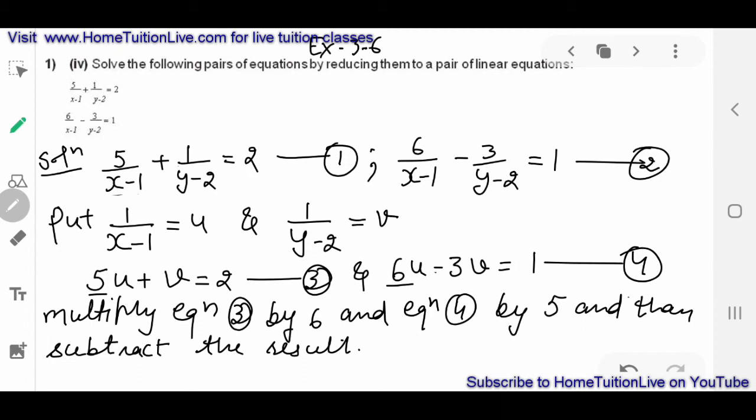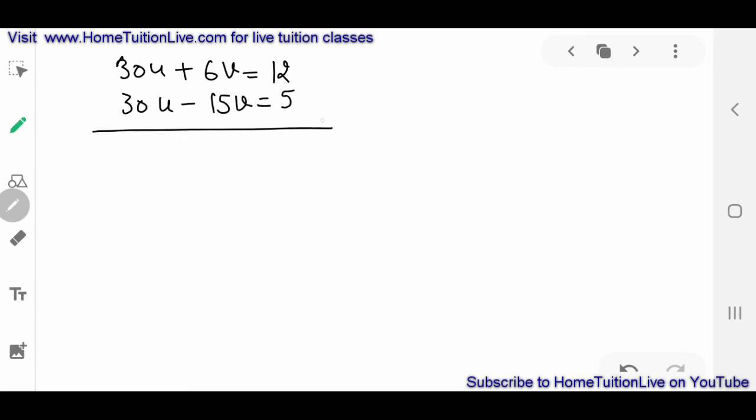First we will multiply. This is 5u plus v equals 2, and when we multiply this, we will get 30u plus 6v equals 12. And 30u minus 5 times 3, which is 15v, equals 5. When we subtract, the sign will change. So this is 21v equals 7. So v is equal to 7 upon 21, that is, v is equal to 1 by 3.